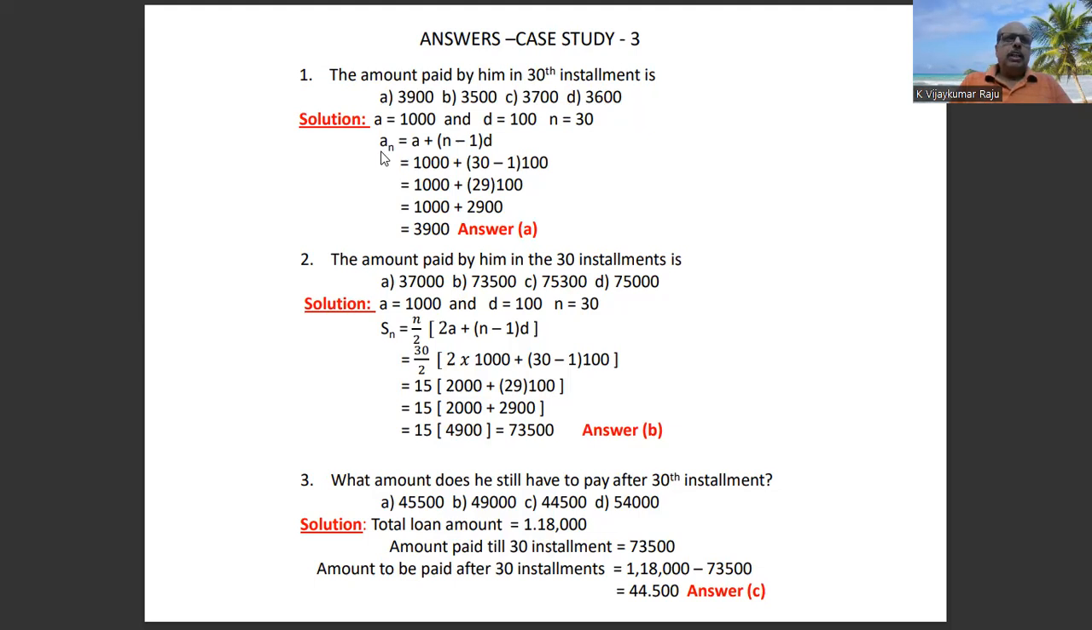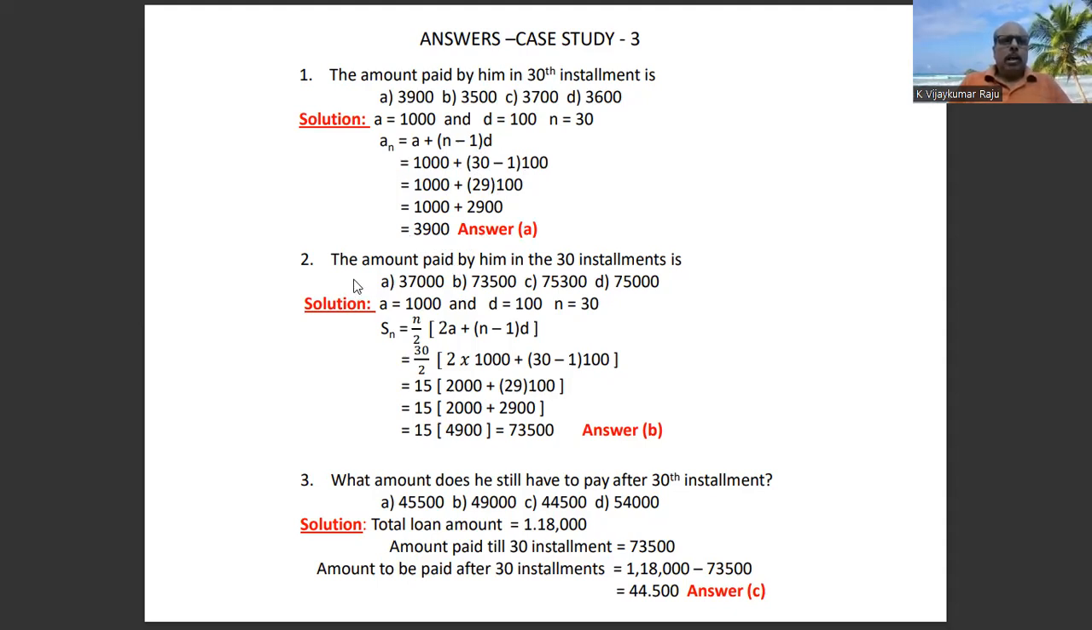That means you have to calculate AN. How much is he paying for the first month? 1,000 rupees. Every month it is increasing by 100. So how many installments? 30 installments. So N is 30. AN formula: A1 plus N minus 1 D. 1,000 plus 30 minus 1 D. That is 1,000 plus 29 into 100. So your answer is 3,900. So on the 30th month he is paying 3,900.